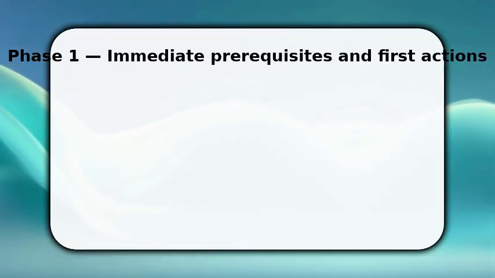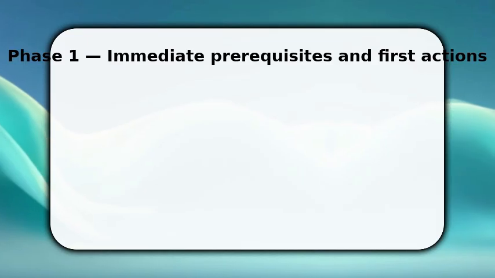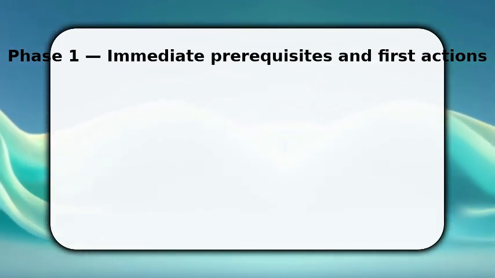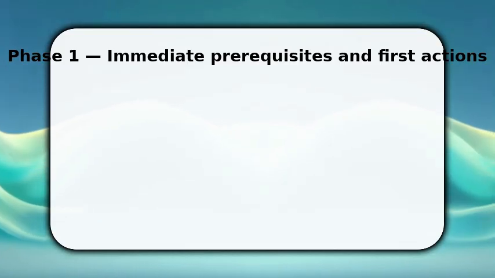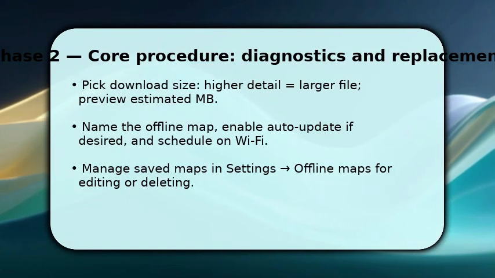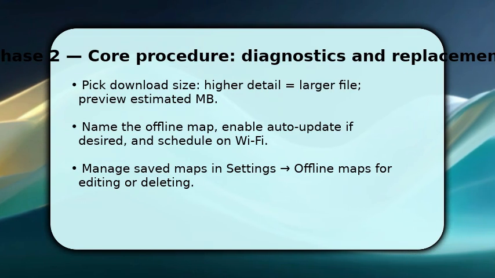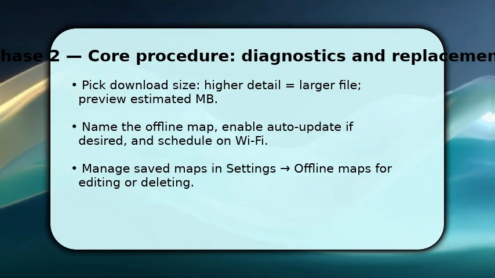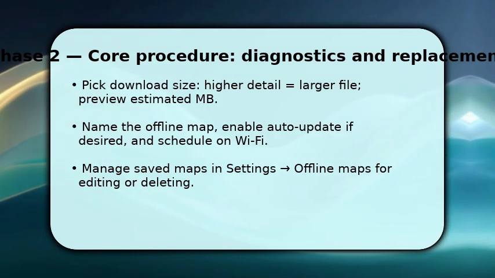Next, tap the place card or the menu, then choose Download and drag or pinch to frame the exact area because the map size determines detail and file size. Now configure the download. Pick a size. Higher detail gives better search and navigation, but costs more megabytes, so preview the estimated MB.